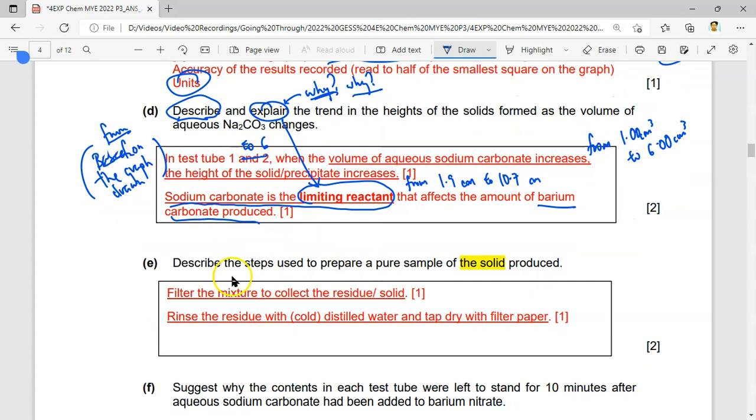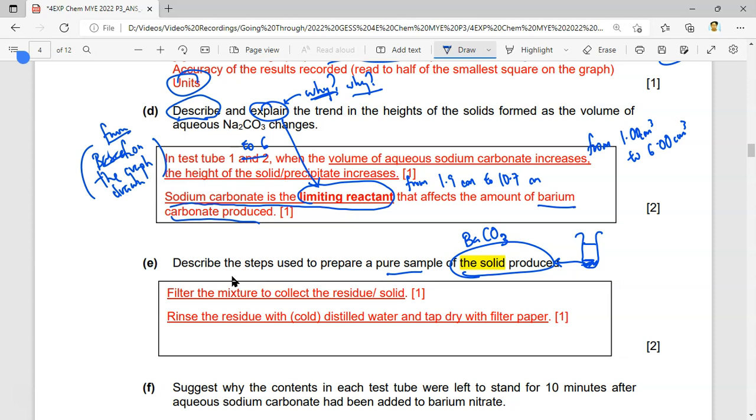Next, describe the steps used to prepare a pure sample of the solid produced. So in actual fact, when you react, you already have the solution with the solid over here. So this solid that's being produced, which we are looking out for, is the barium carbonate. Some of you went to redo the whole experiment. Some of you thought the solid produced is some other solid. I do not know why, but if you have been following through the experiment, you know that the solid produced is the barium carbonate. You already have it in the test tube.